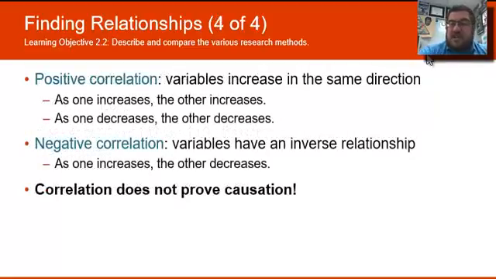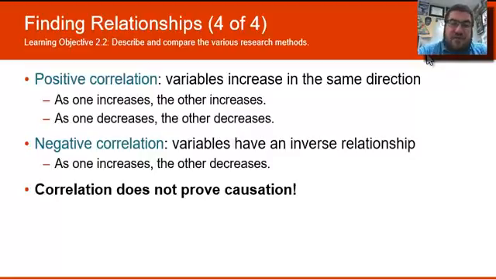We also just kind of talked about this, positives and negatives. Positive correlation, variables increase in the same direction. Negative correlation, as one increases, the other decreases. So the more you smoke, the less healthy you are. A positive correlation would be the more apples you eat, the more healthy you are.